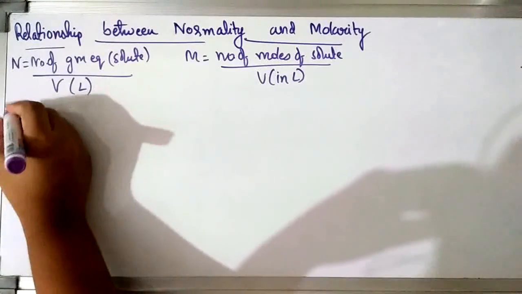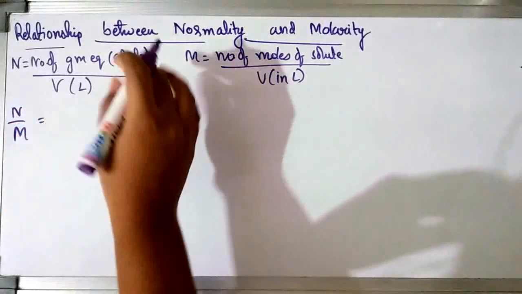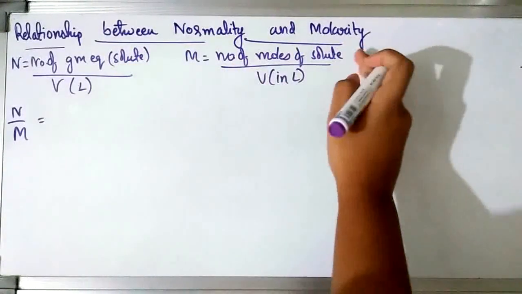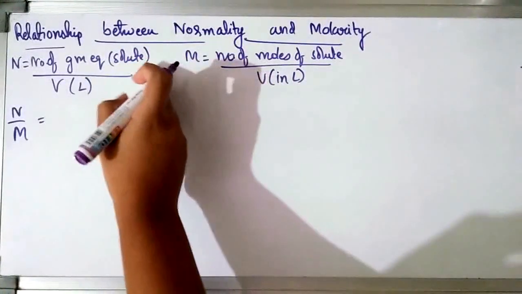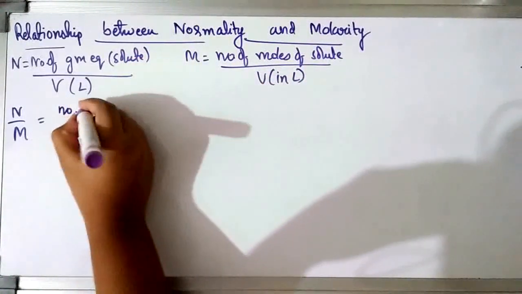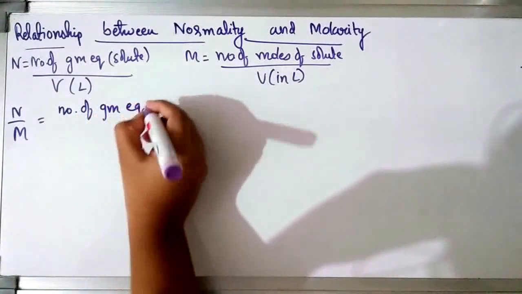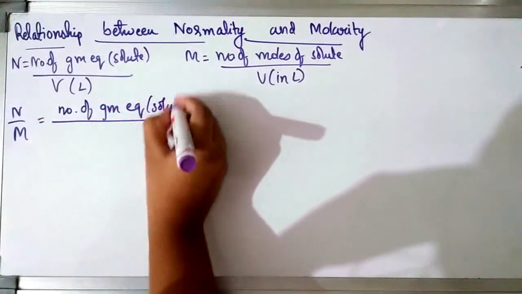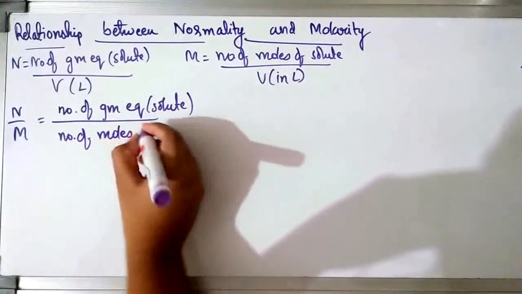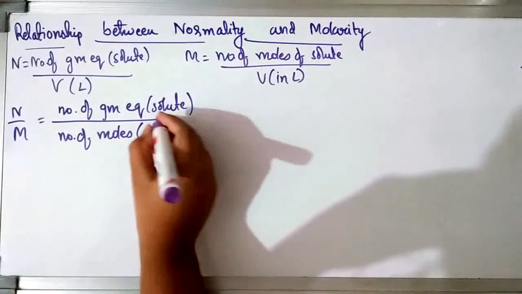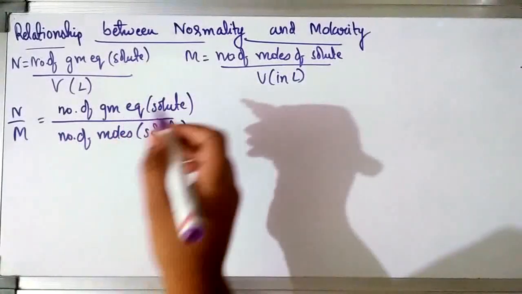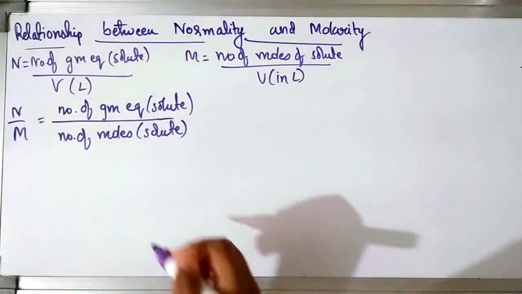For that we are going to divide N by M. So when we divide the number of gram equivalents of solute by volume of solution, whole divided by the number of moles of solute upon volume of solution in liters, the volume of the solution gets cut, and what we get is the number of gram equivalents of solute upon the number of moles of solute.